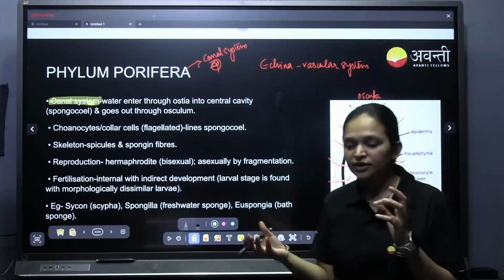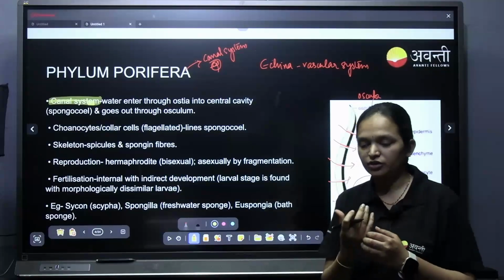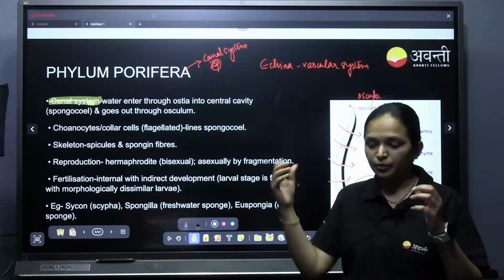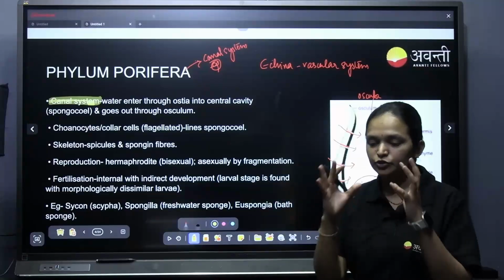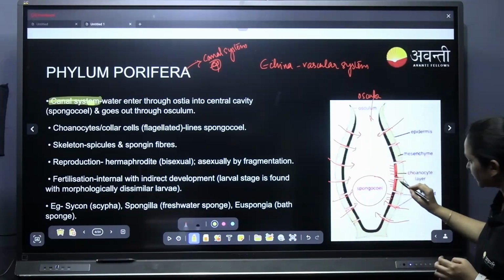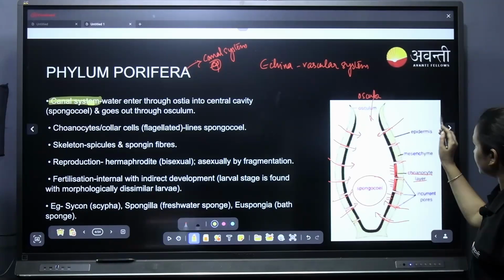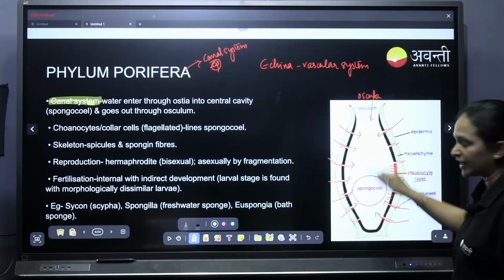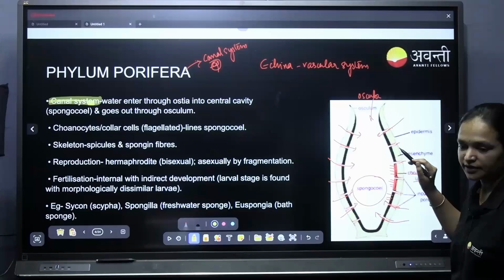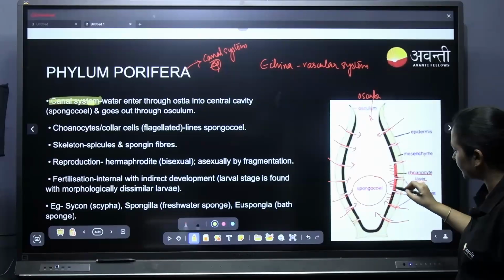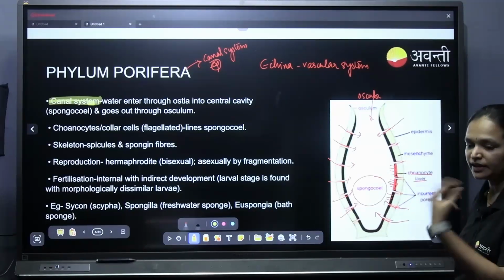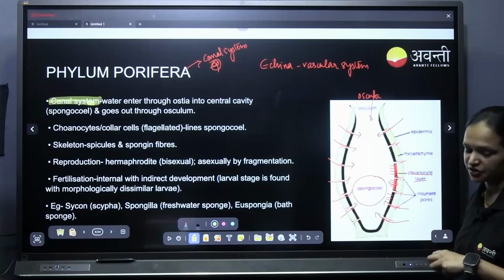The food that comes in along with the water through the ostia and osculum, to capture that food there are flagella in the coinocyte layer. This is a type of digestion they have, intracellular. That's what I said. They capture it and give it to the cells. Those cells take up the food and digest it.